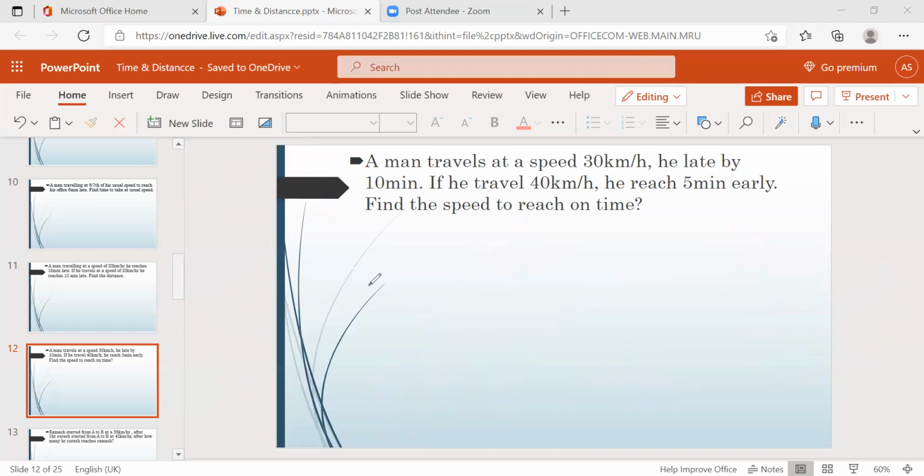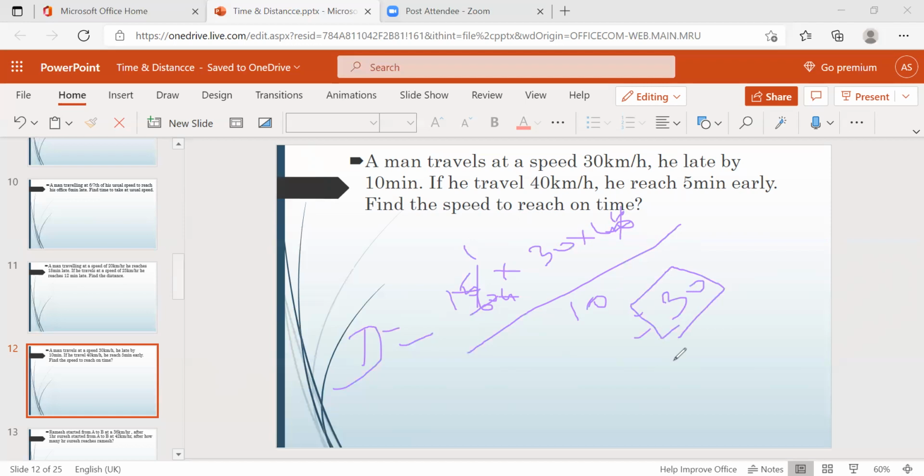Now, if you solve this using the same formula, then you can directly get the distance first, right? So what's the difference between the times? It is 15 by 60 into 30 into 40, the product of speeds, by the difference of speeds, 10. So it's nothing but 5 1s are 5, 4 1s are 4, 4 10s are 40. So 10 gets cancelled, and we get 30.